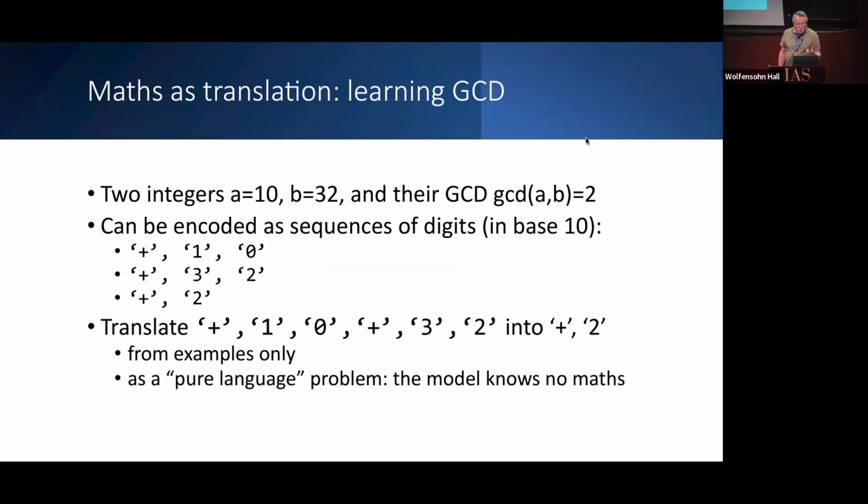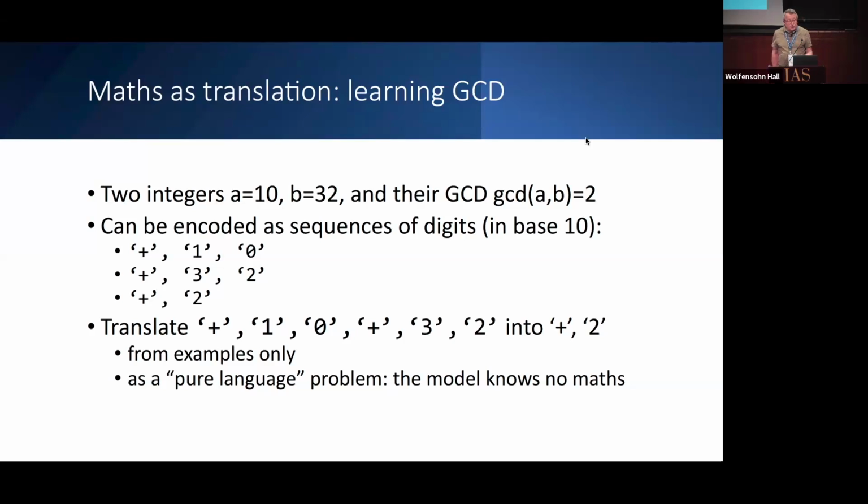To give you a more precise example, from a paper I did recently: you train a model to learn the GCD, the greatest common divisor, of 2 integers. Suppose you have 10 and 32, the GCD is 2. I can encode 10, 32, and 2 as sequences of digits in base 10, as we write them: plus 1, 0, plus 3, 2, plus 2. By the way, I write them as plus 1, 0 for your benefit. In practice, it could be red, blue, yellow. It could be any word. The machine doesn't care about the meaning. It's all symbols to them.